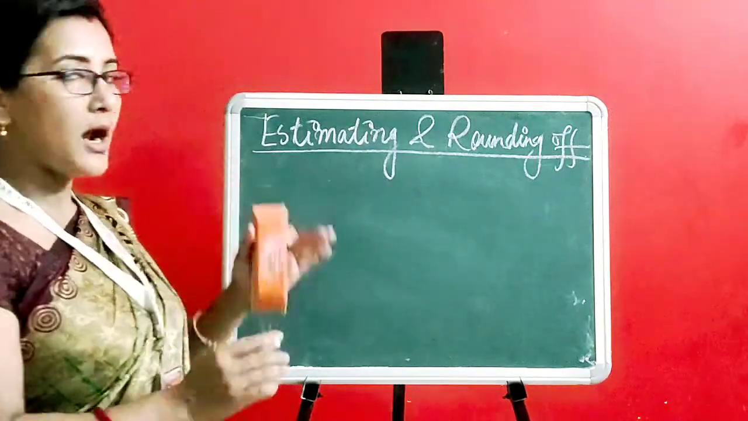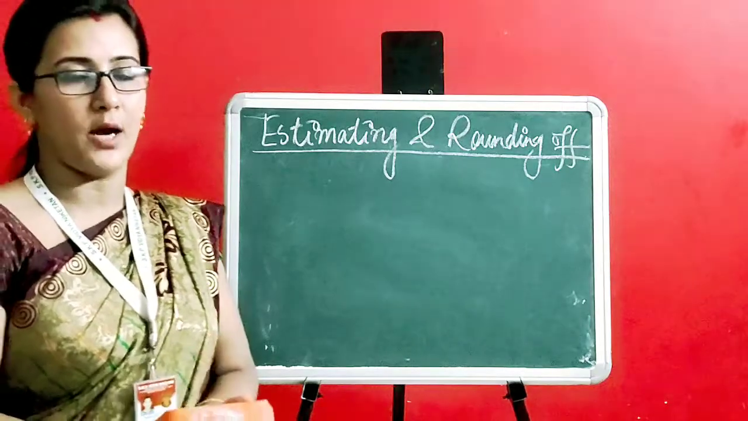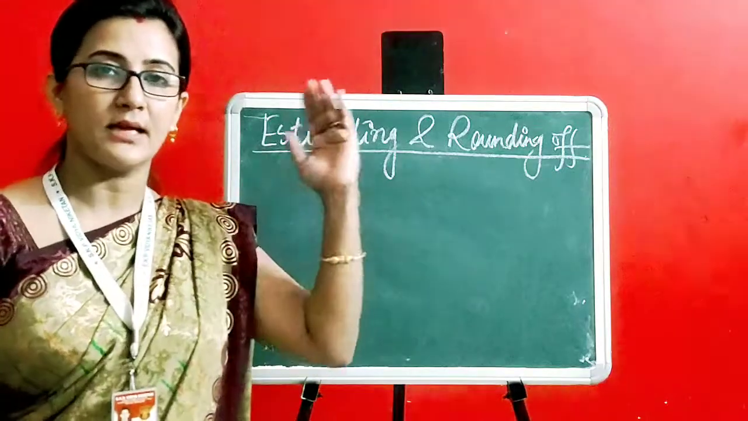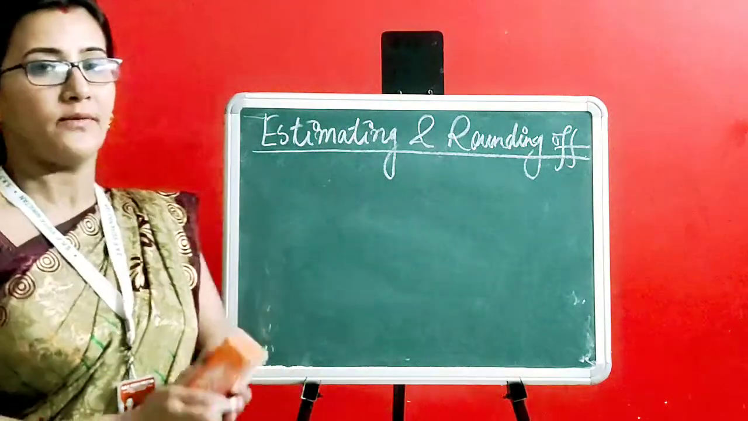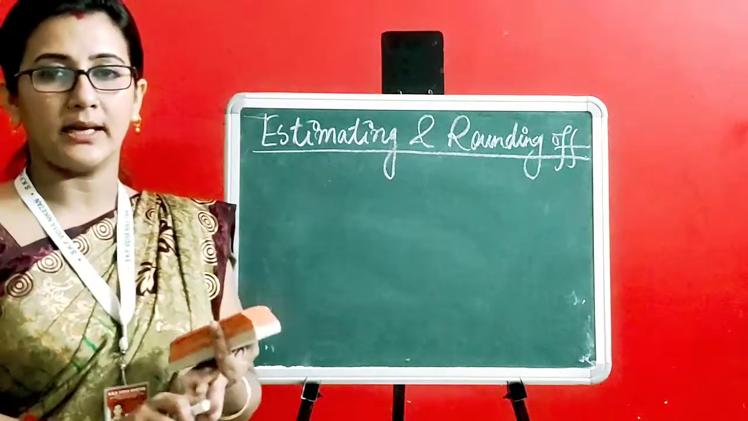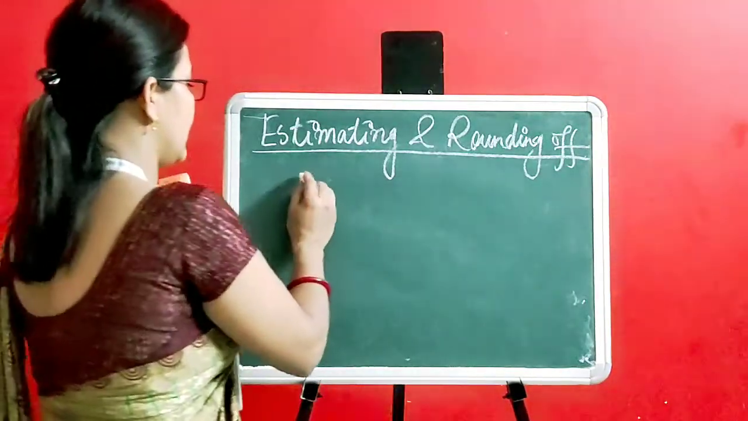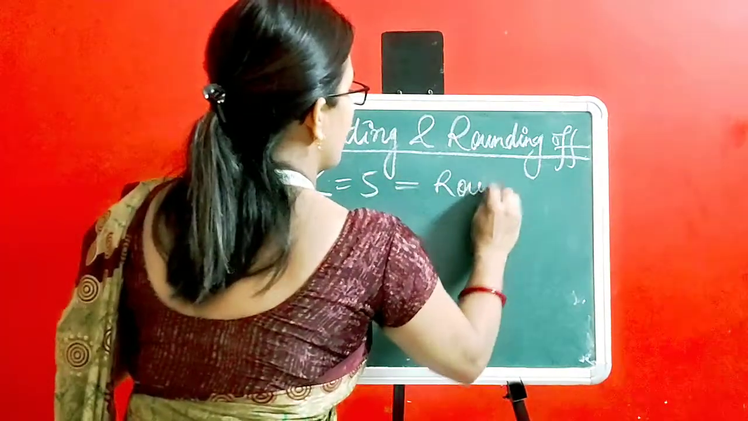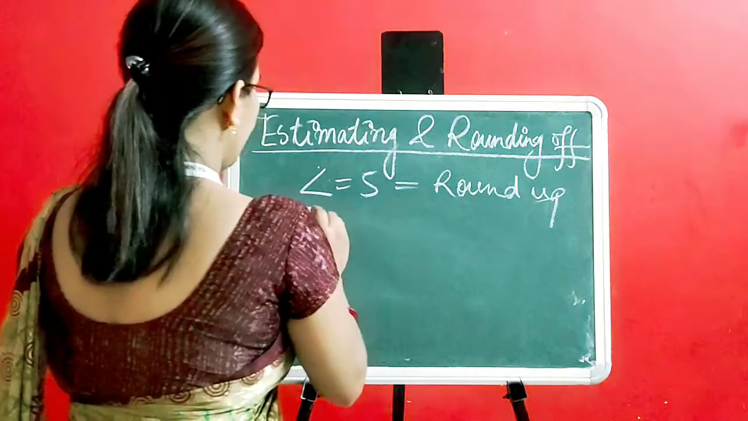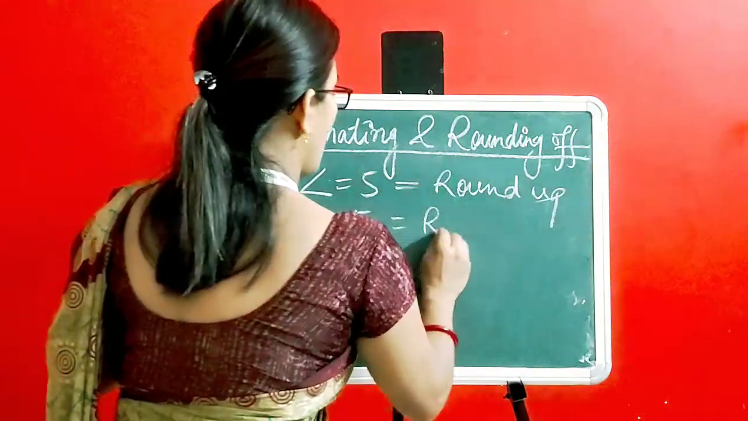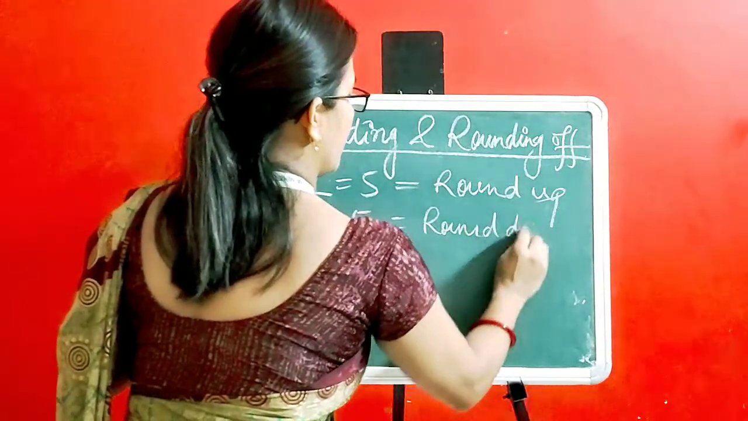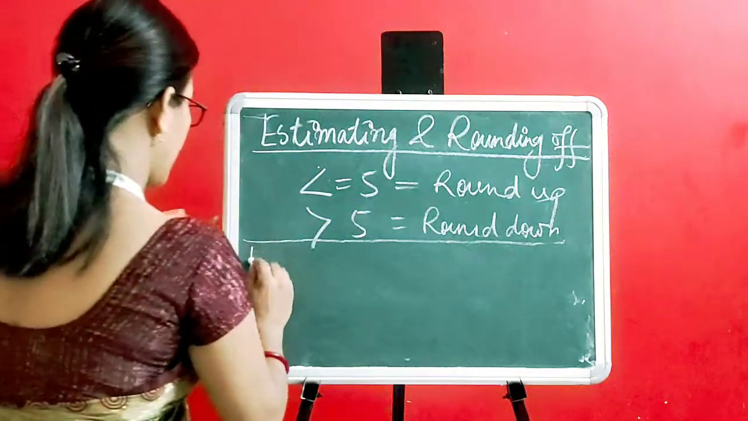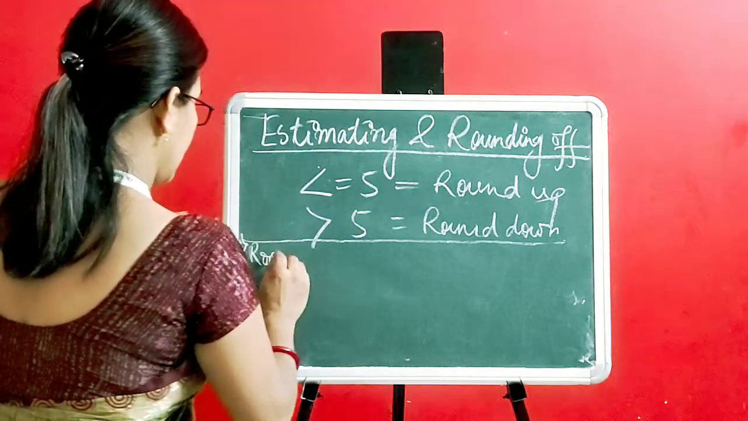There are some general rules to round up a number. First of all, while rounding up a number, we see the number that is in the right place. After that, we check: if the number is greater than or equal to 5, we round up, and if it is less than 5, then we round down.